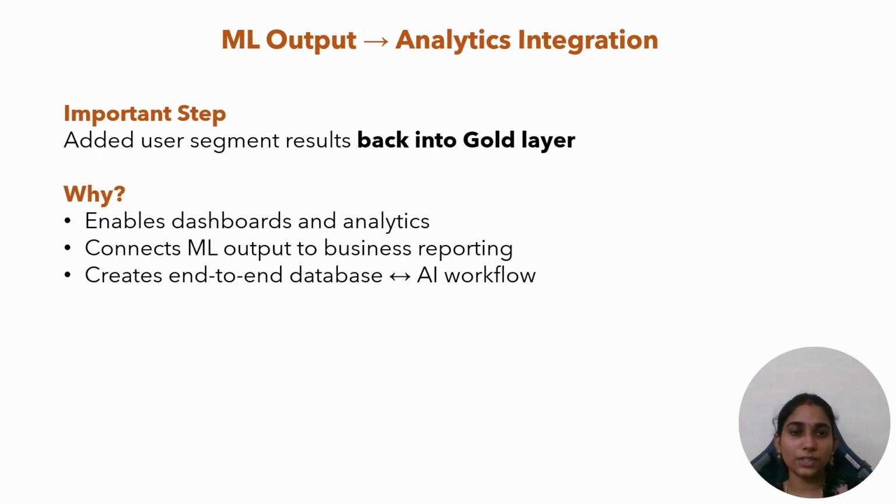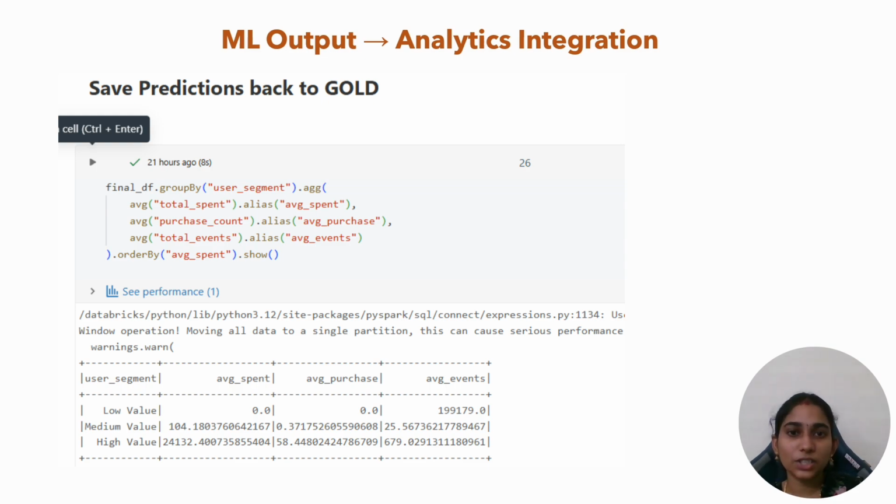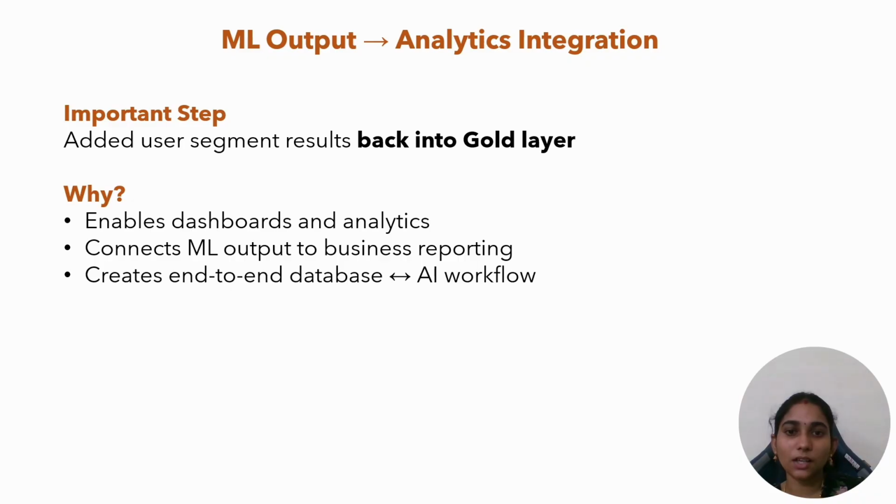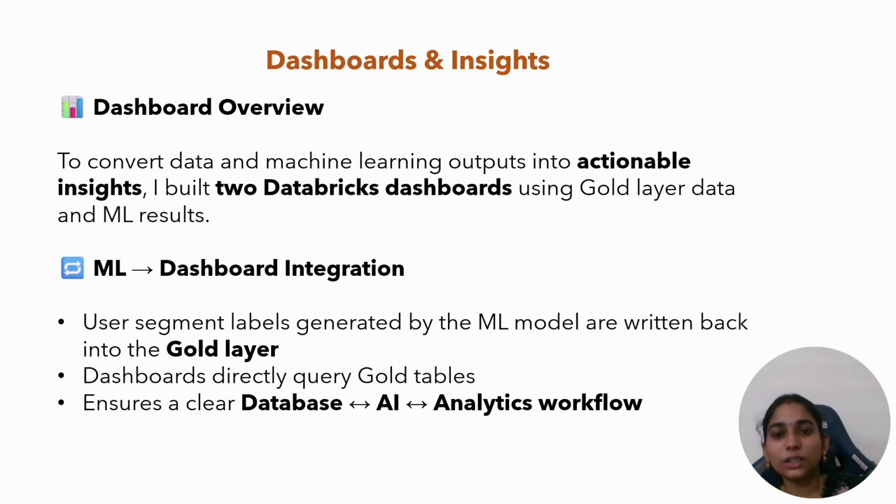After generating user segments, I saved the ML predictions back into the gold layer. This step connects machine learning output with dashboards and analytics, enabling an end-to-end data to AI workflow and direct business reporting. To convert data and machine learning output into actionable insights, I built 2 Databricks dashboards using the gold layer and ML results.